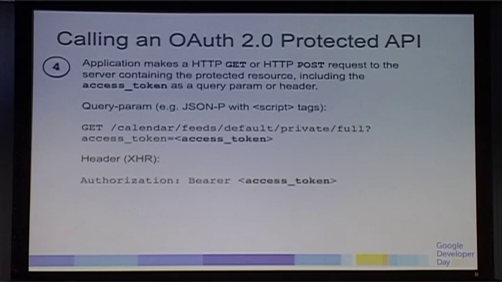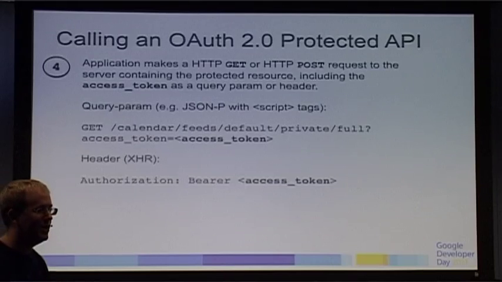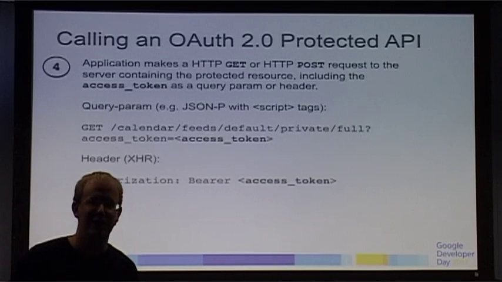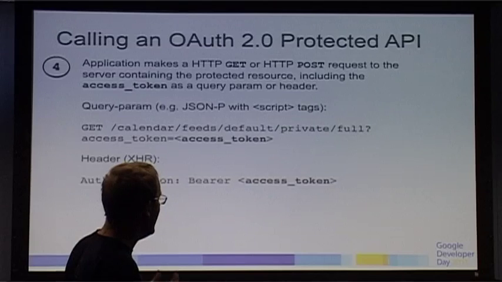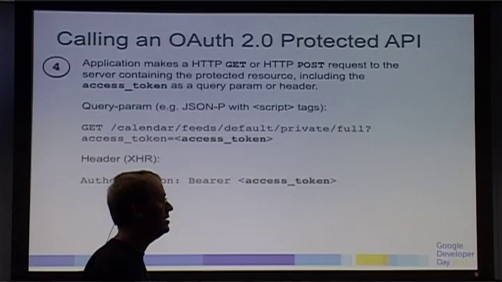And what that means is you're just appending it onto the URL of the request. Now this is very helpful for JSON-P requests. It's very helpful for debugging, but can actually be less secure than including it as a header. And that's the other option.